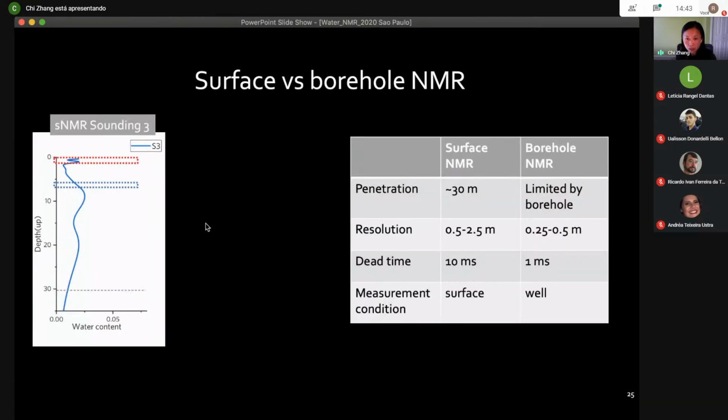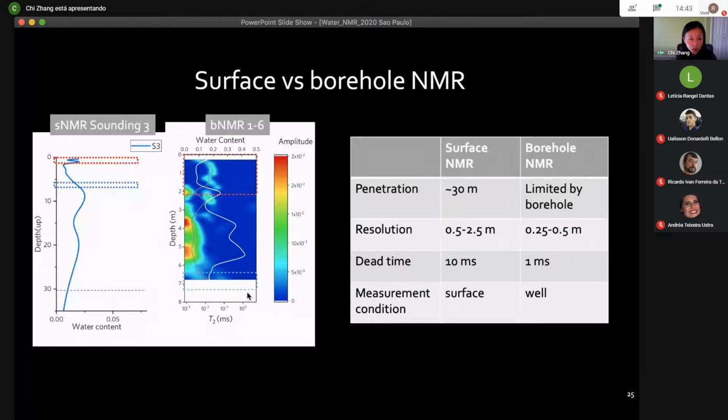So if we compare the surface NMR with the borehole NMR, the penetration depth of the surface NMR is not limited by the depth of your wellbore. It's basically limited by how large you set up your loop. The resolution of surface NMR, however, can suffer from different factors, especially compared to the borehole NMR. Usually the surface NMR has a lower resolution than the borehole NMR, and the dead time for the surface NMR is also significantly longer than the borehole NMR.